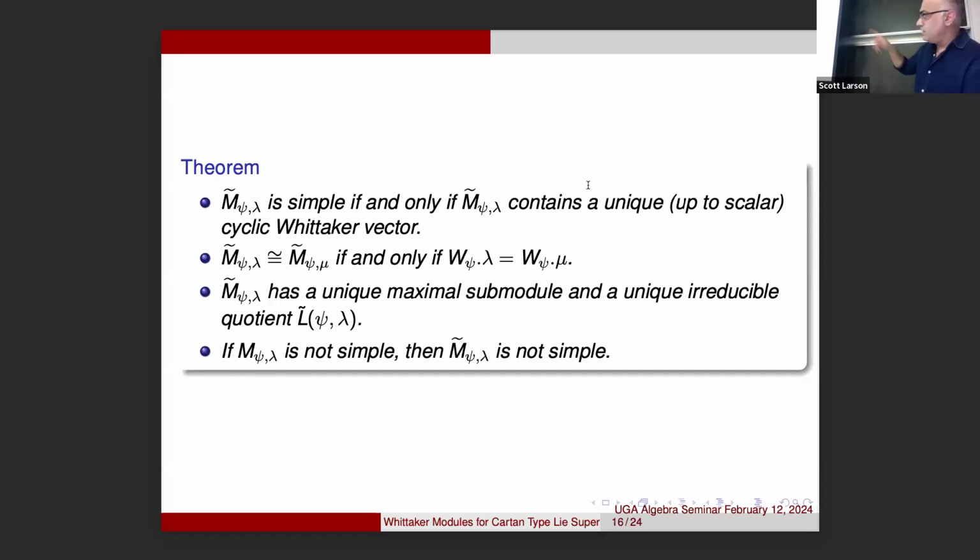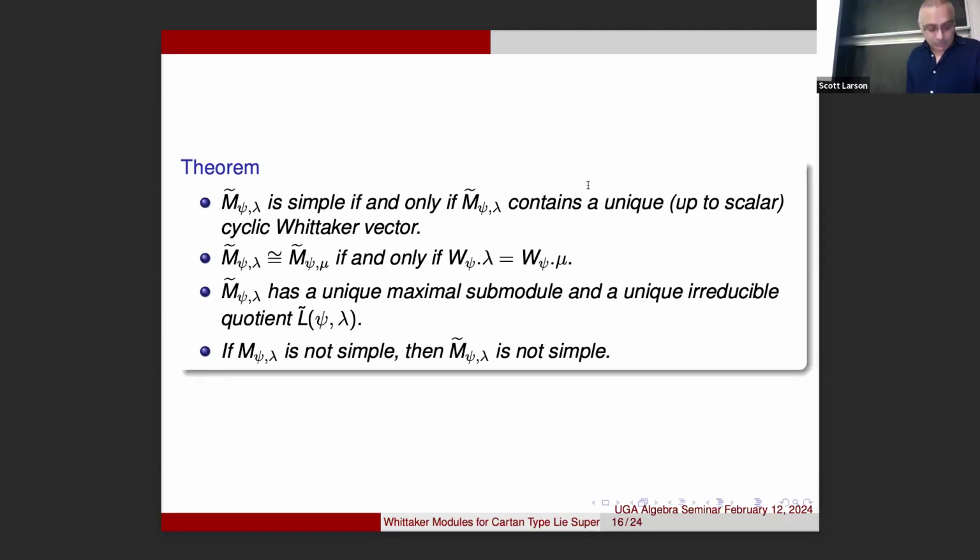And one other thing we showed, which is important: this module has a unique maximal submodule and a unique irreducible quotient. We denote this quotient by L tilde. And if you look at the G0 part, remember we have Whittaker modules for G0, which we denote by M psi lambda. If this module is not simple, then if we induce it up, it doesn't stay simple for G.